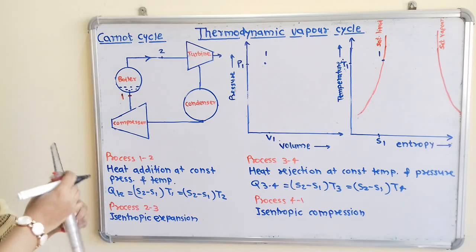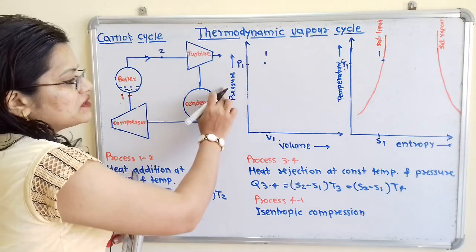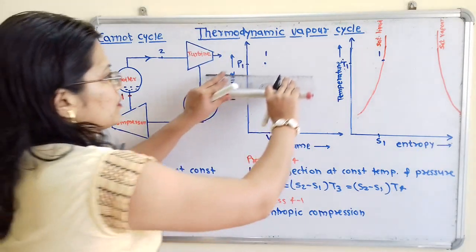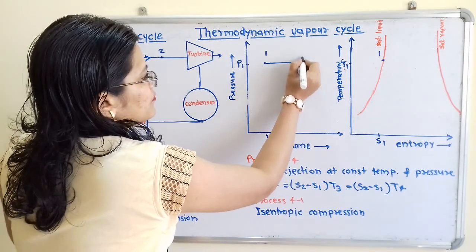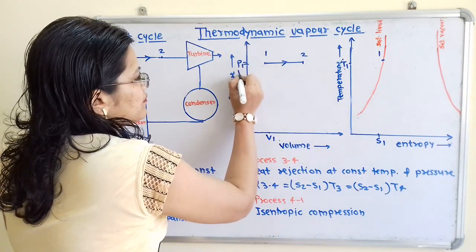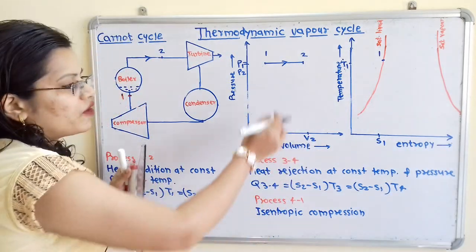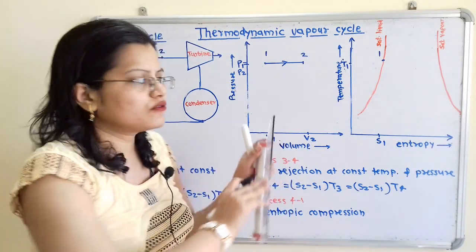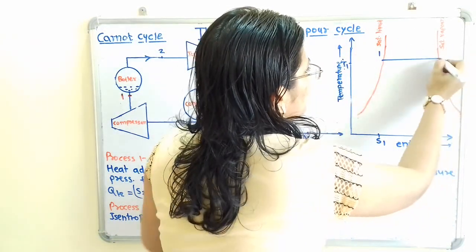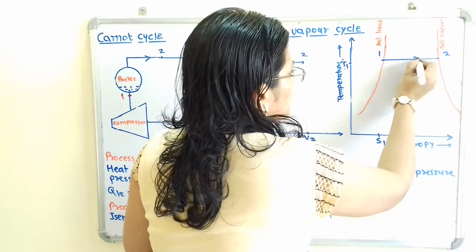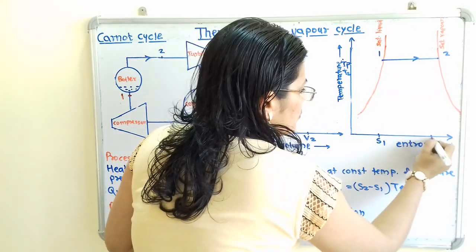So we will show here the point 2 on this saturated vapor line only, and for this pressure volume diagram we will show increase in volume. P1 is equal to P2 and here volume is V2. For temperature entropy diagram, we have to show increase in entropy and we have to show the point 2 on the saturated vapor line. So T1 is equal to T2 and here entropy is S2.